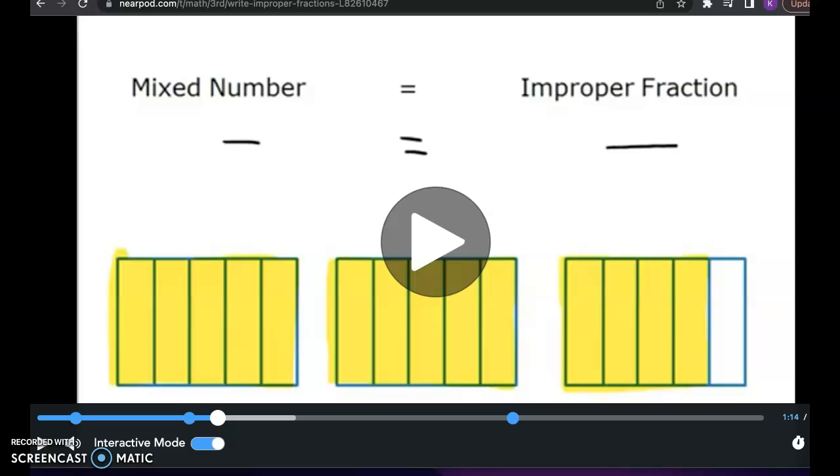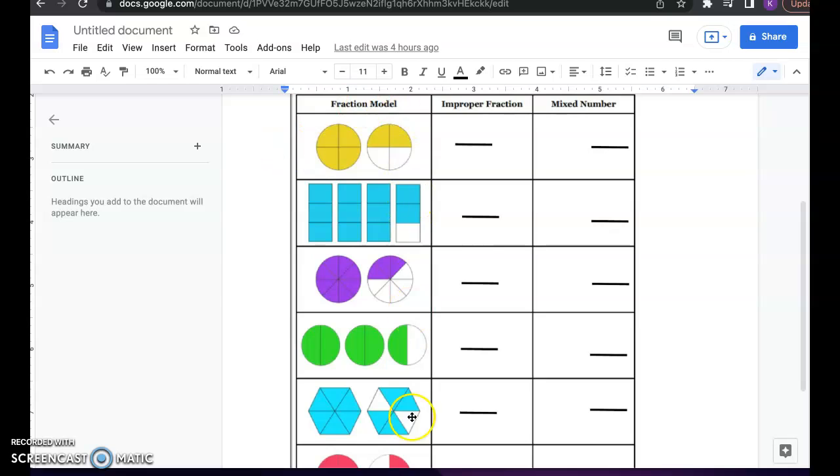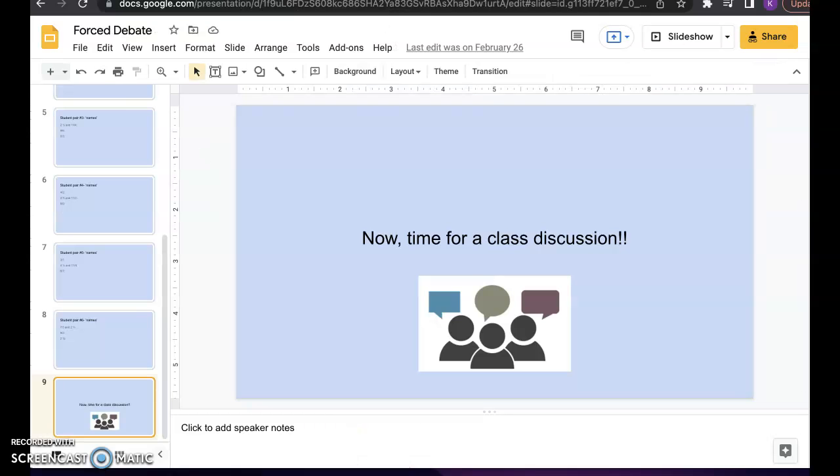So this is going to set up our worksheet, which we will be doing right now. This worksheet uses the fraction models on the left side. You will be using the fraction model to convert into an improper fraction and then a mixed number. So first, looking at this fraction model, you have to see what the improper fraction is. Then, using that improper fraction, convert into a mixed number. I will give you about 5 to 10 minutes depending on how far you are getting and if there are any questions. Once this worksheet is completed, we will be doing an activity called a forced debate.